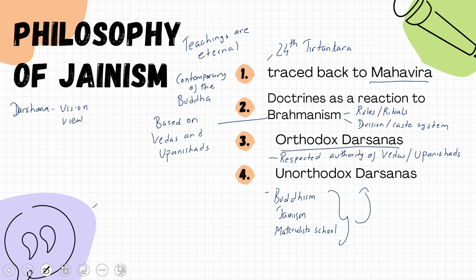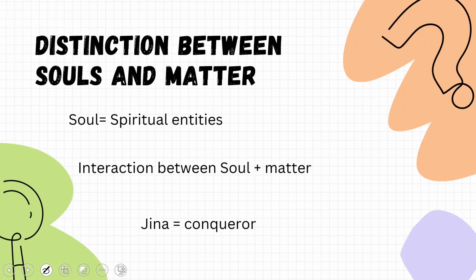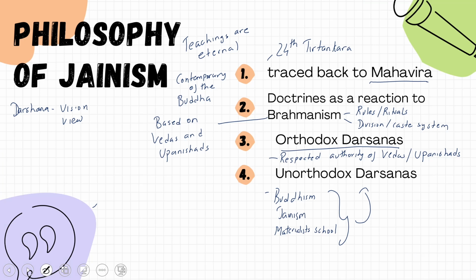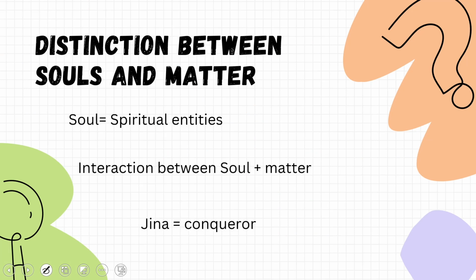So now next we can take a look at some of the main teachings that we find in Jain philosophy. Materialist school, like Charvakas. So that will be something that you all will look into later on in Indian philosophy. So there is a distinction between souls and matter.